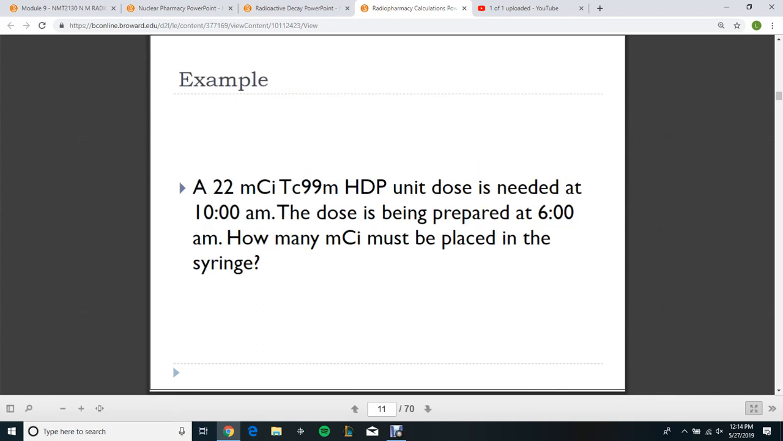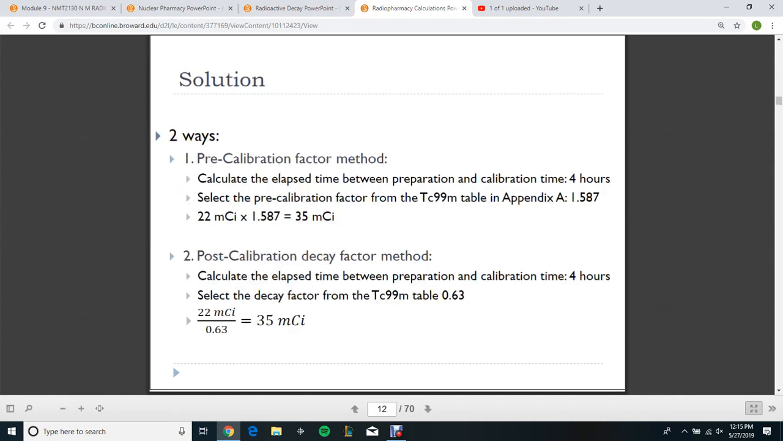A 22 millicurie technetium-99m HDP unit dose is needed for 10 a.m. The dose is being prepared at 6 a.m. How many millicuries must be placed in the syringe? There are two ways to solve this.